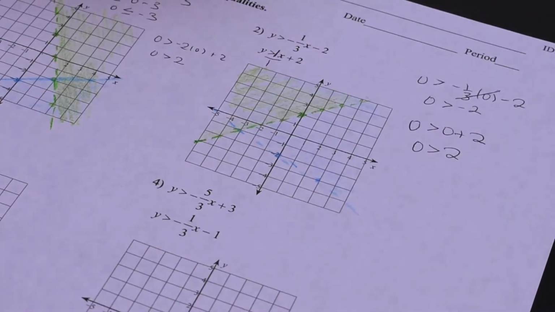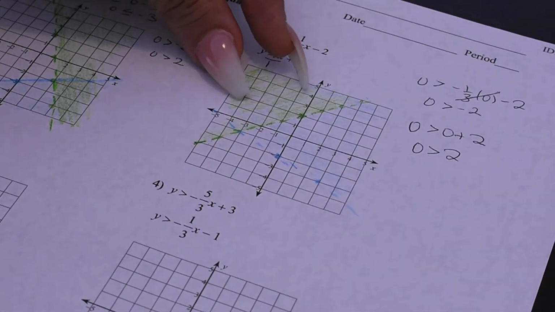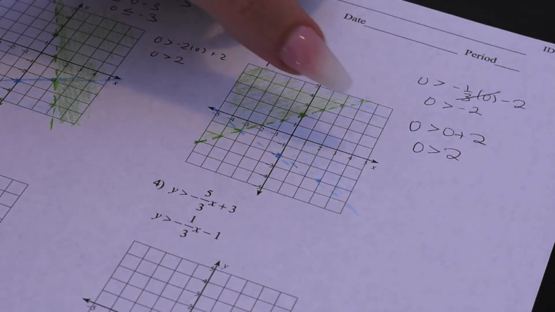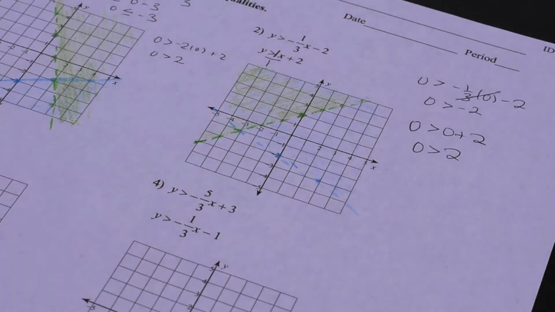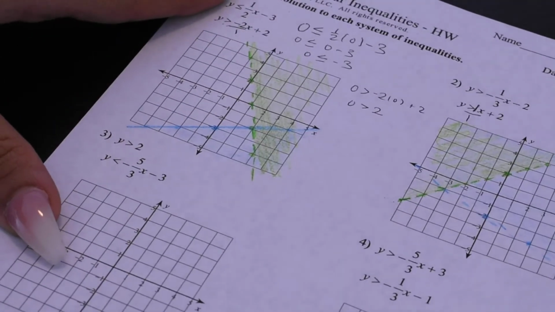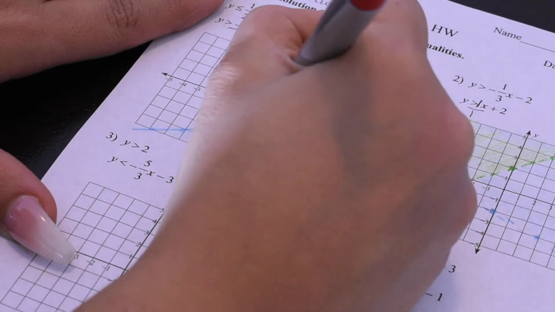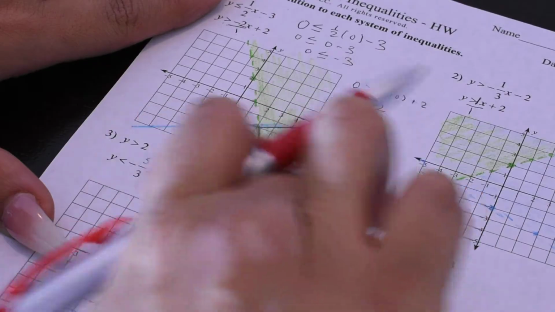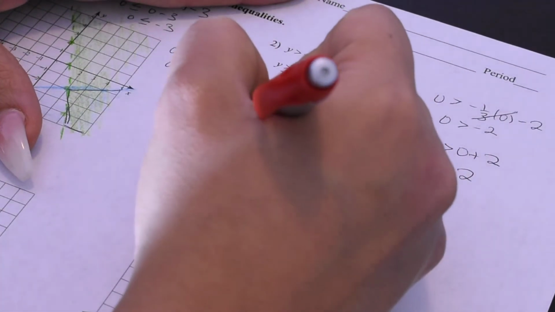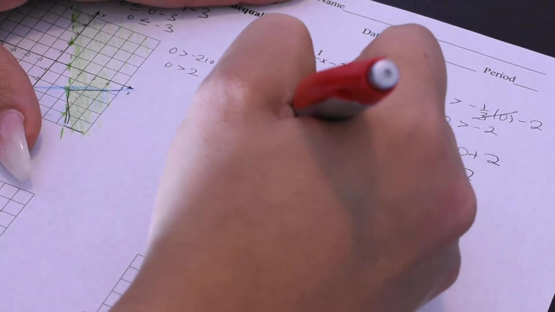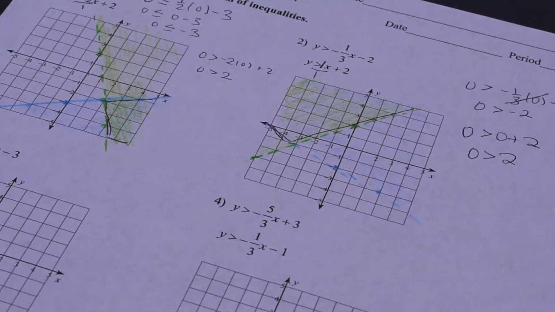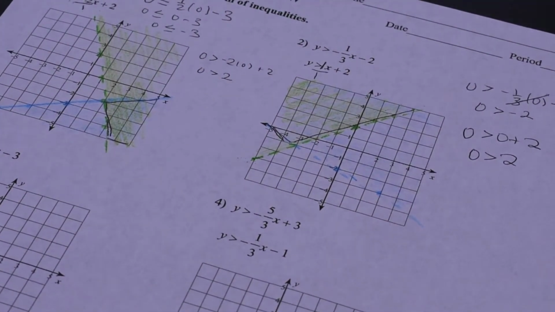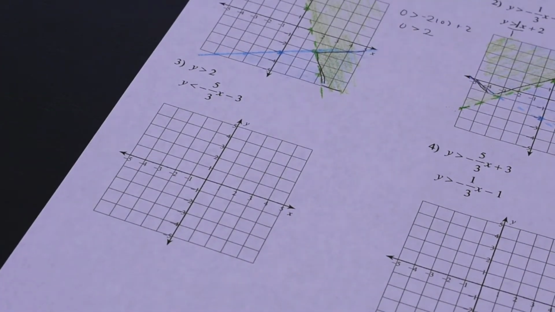So the solution to this is just this part. It's not this part, it's not that part. It is just this part. Let me make sure that's clear for y'all. And then everything onward, that's not on the graph, right? The solution to this is this, because that's where the green and the blue overlap, all right? So one more, and then y'all are on your own.